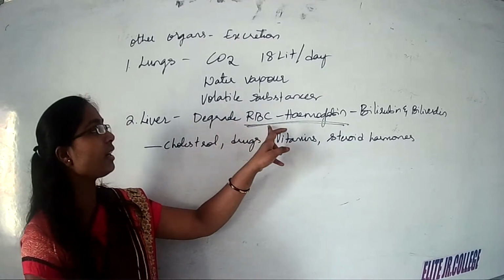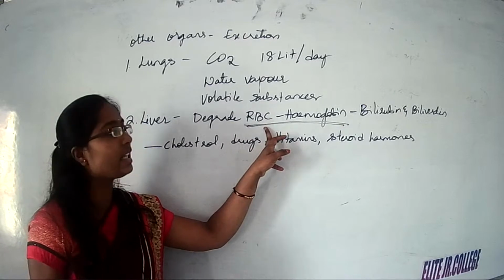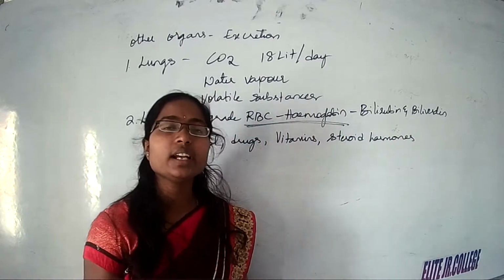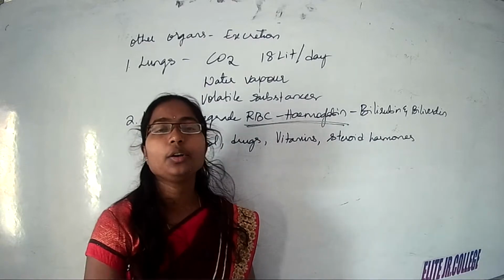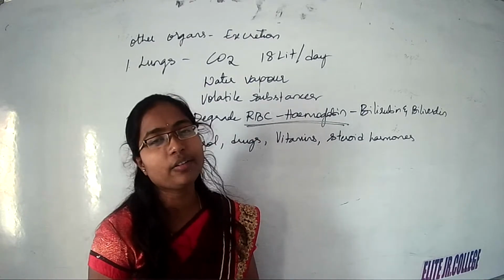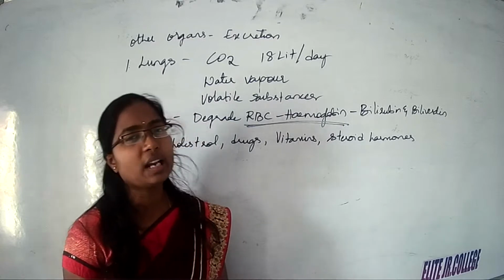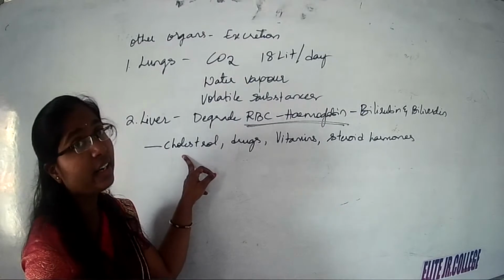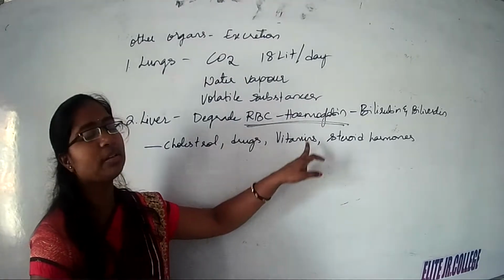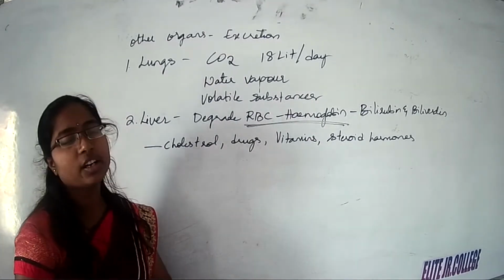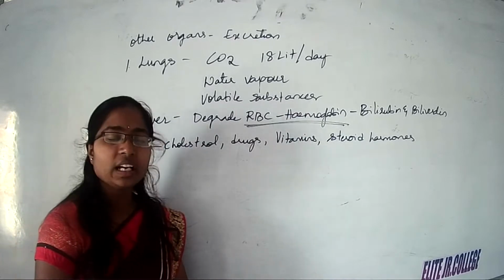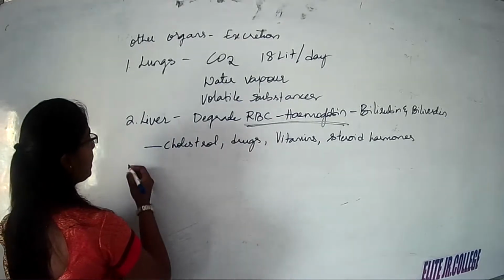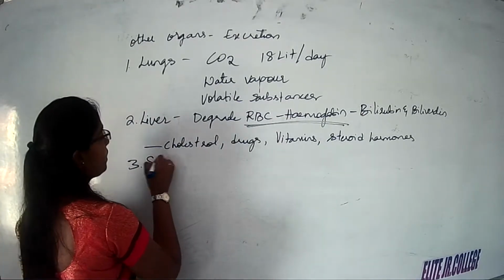It is going to degrade the hemoglobin of the dead red blood cells to give bilirubin and biliverdin, which are bile pigments. They are sent out of the body through the bile into our alimentary canal. And we have the degraded cholesterol, drugs, vitamins, steroid hormones. All of them are degraded in the liver only, and they are eliminated out of our body. Okay. Then the last organ we are going to study, which helps in excretion, is skin.